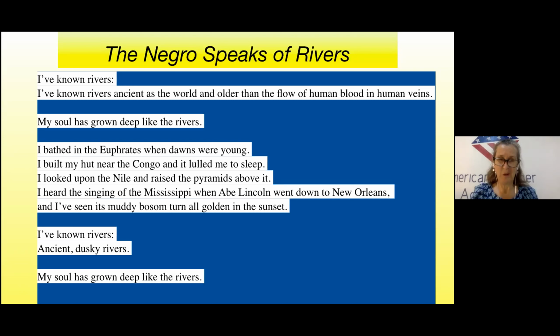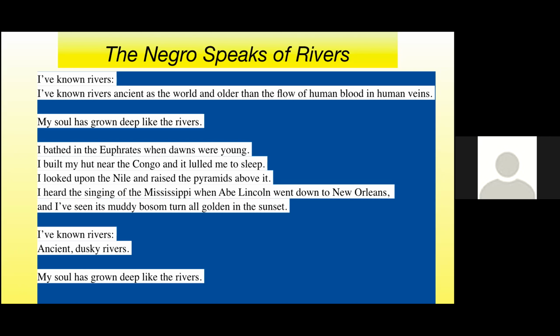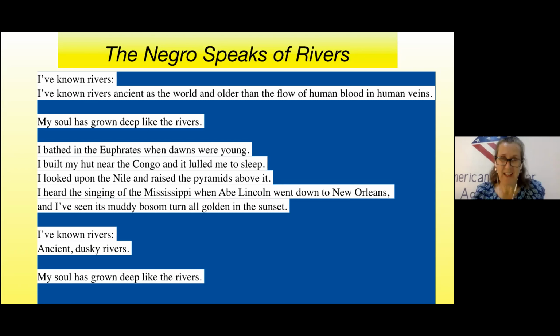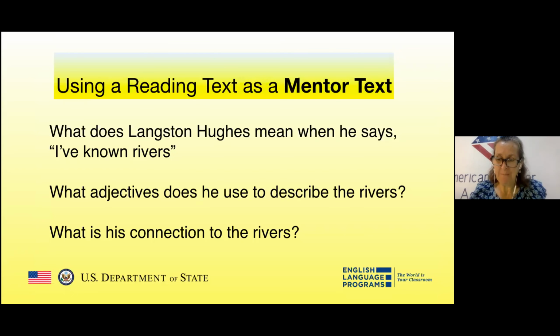Thank you, Ellen. Thank you so much for reading that. I love the sound of your voice reading this. Finally, what we would do now is we're looking at a mentor text as our final strategy today. I would introduce a couple of questions like, what does Langston Hughes mean when he says, I've known rivers? What adjectives does he use to describe the river? And what is his personal connection to the rivers? And we would take some time to unpack these three questions in class.